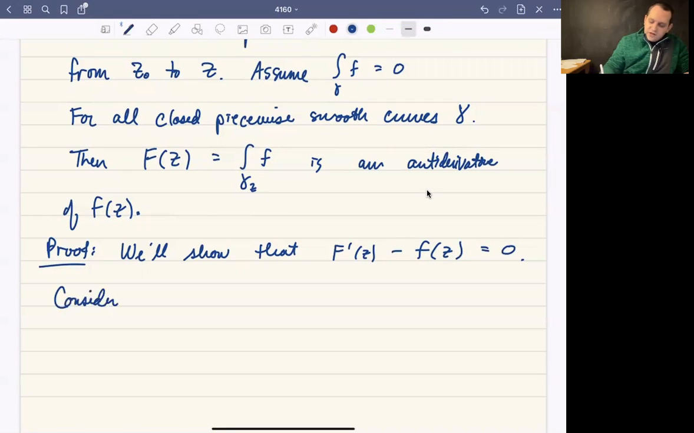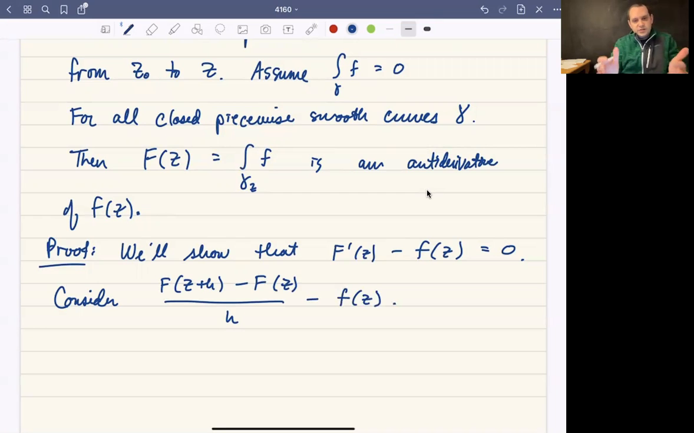the limit definition of the derivative, which involves finding the limit of the difference quotients. So we're going to look at the difference quotients minus little f. So we're going to consider capital F of z plus h minus capital F of z all over h, minus little f of z. Okay, and then eventually we're going to mess around with that quantity to the extent where we can take the limit and show that the limit of this quantity goes to 0. Okay, so that's going to be our goal. That's going to be our game.